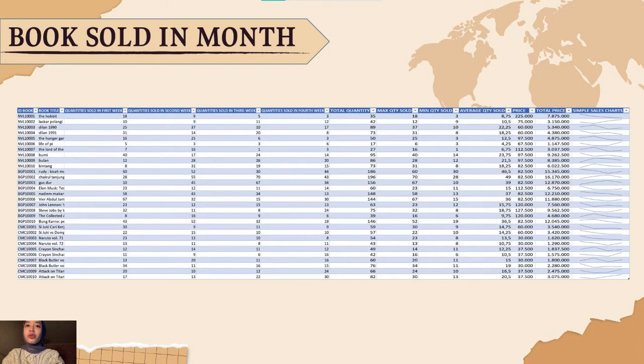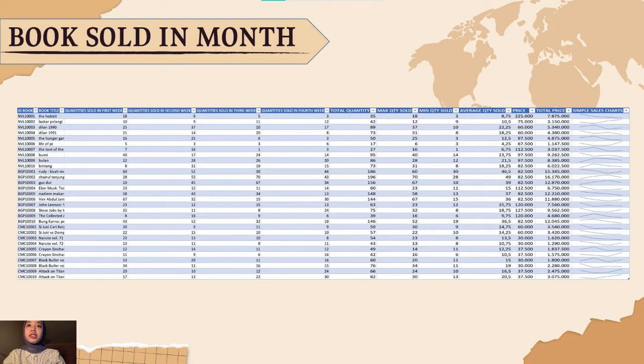In total quantity, we use a formula. The formula is equal to sum. In max, equal to max. In min quantity sold, we use equal to min. And in average, we use equal to average. And for the price, we use equal to VLOOKUP. The data is from table book 2. For the total price, we use equal to product.